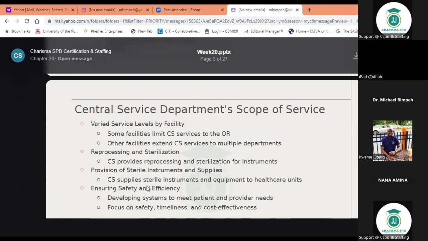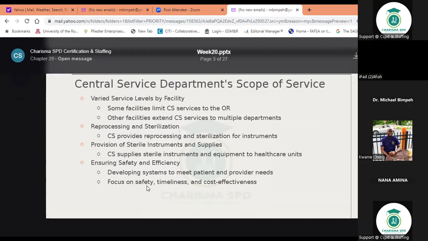Now, central service department's scope of service. Our scope is very wide. And again, it depends on the facility and the hospital. Varied service levels by facility.